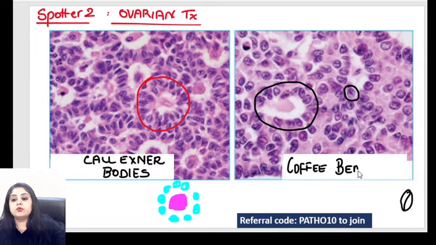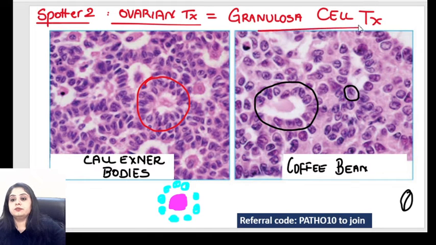So now when I put both of these two things together, the collection bodies and the coffee bean appearance, what is the diagnosis of this? In the ovary, we call it granulosa cell tumor. This is referred to as granulosa cell tumor. Okay, having said this, now let me move on to image number 3.